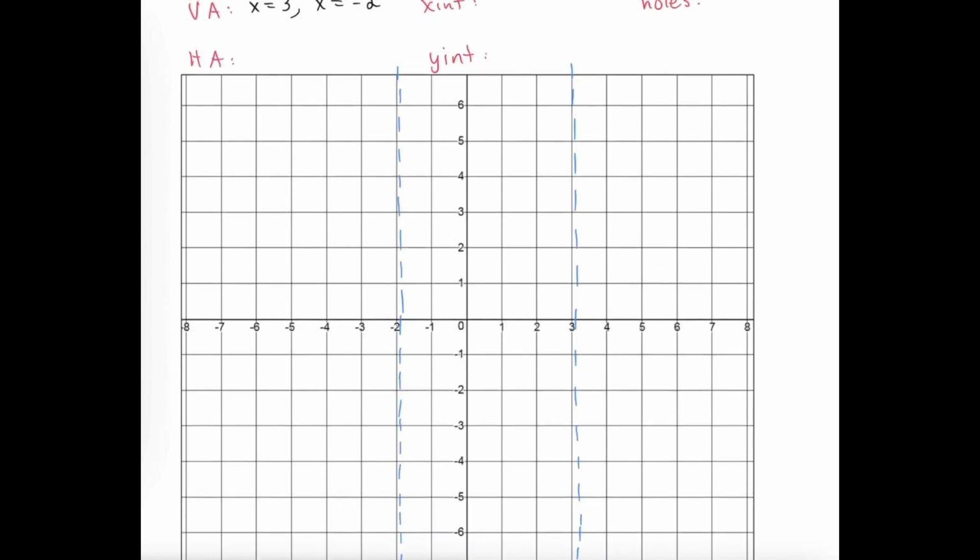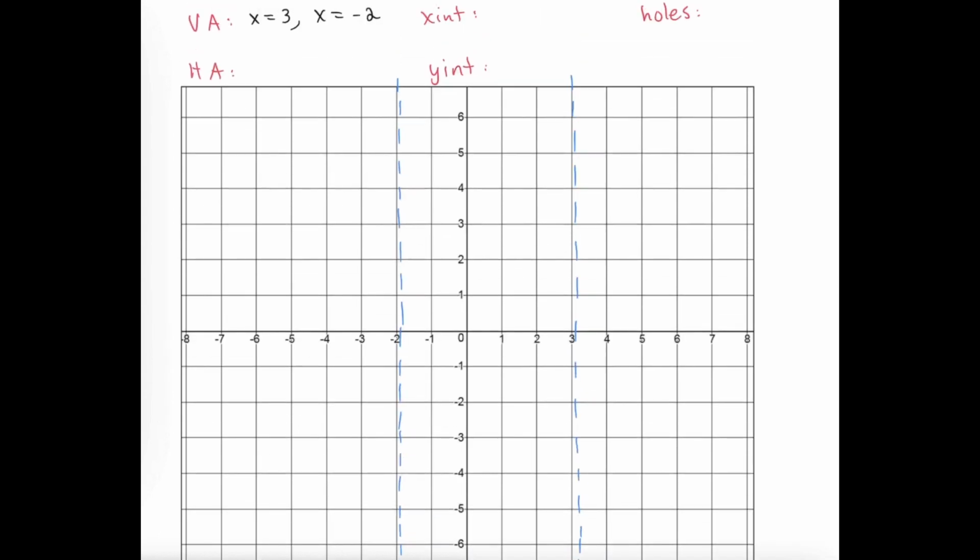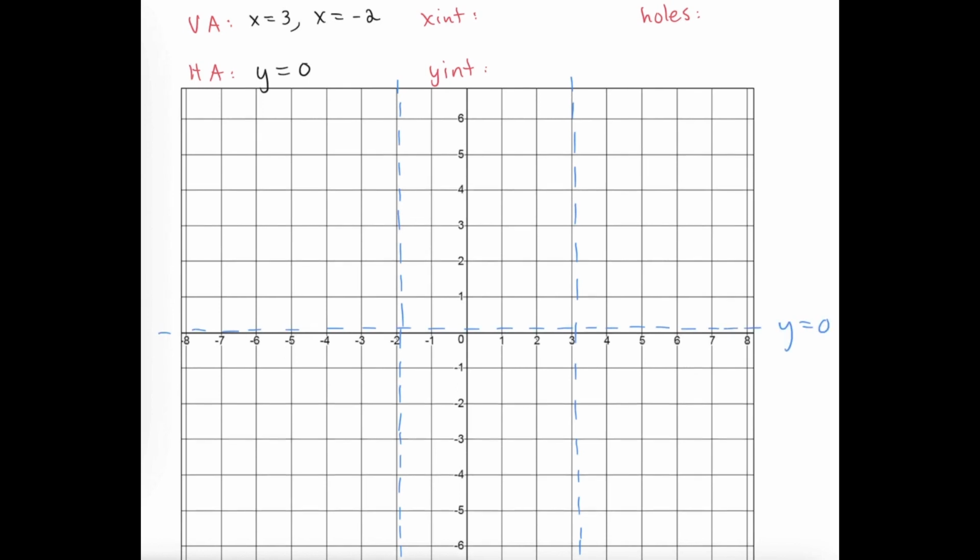For the horizontal asymptotes, we found the horizontal line y is equal to 0 to be the asymptote. Y is equal to 0 is the equation for the x-axis. The x-intercept turned out to be the ordered pair (1, 0), and we calculated the y-intercept to be (0, 1), and we also found that there were not any holes.